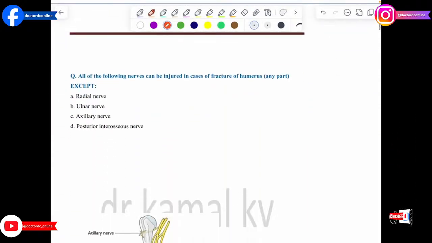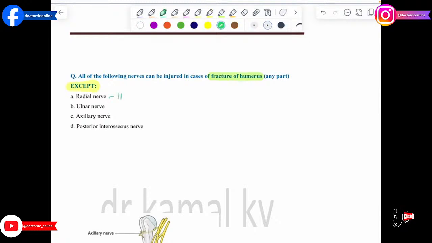Now next question, all of the following nerves can be injured in cases of fracture of humerus. So it means they are related to some part of humerus, and if there is any fracture of the humerus, they will be injured, and we have to find out which one does not fit.